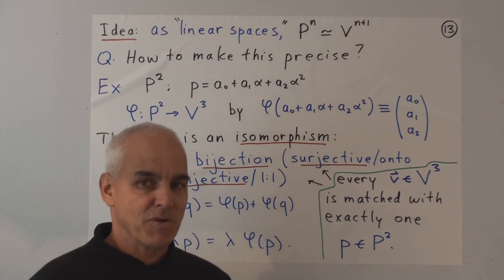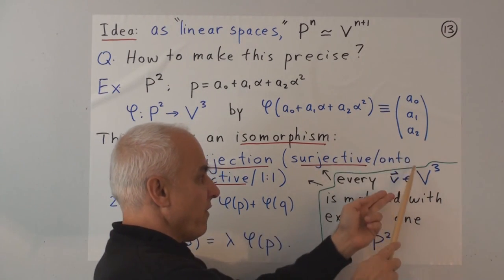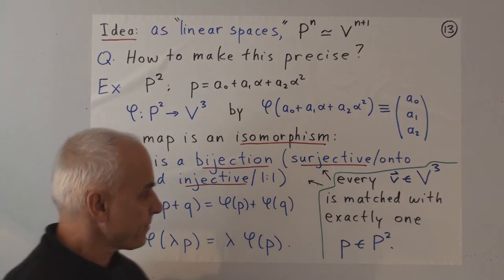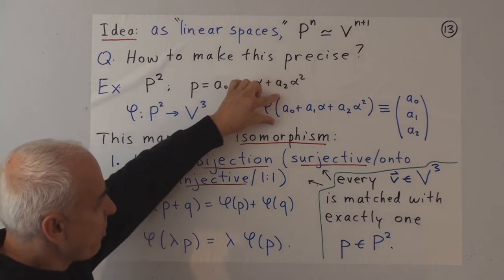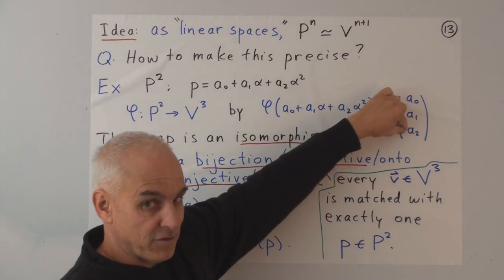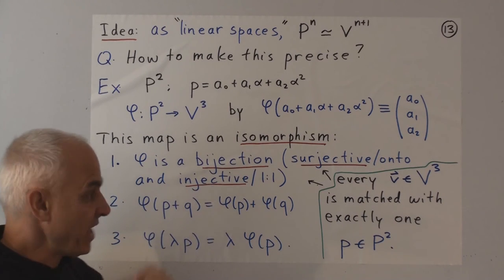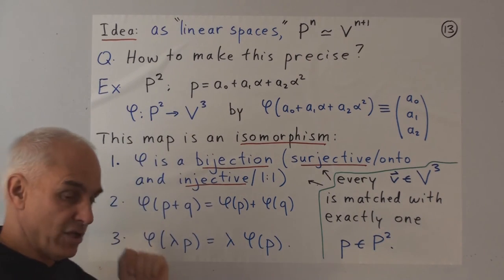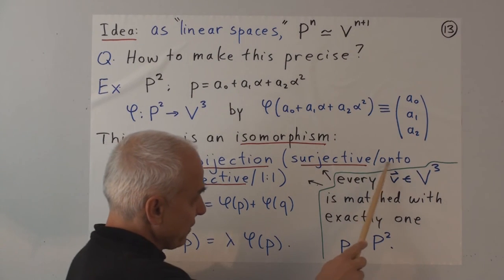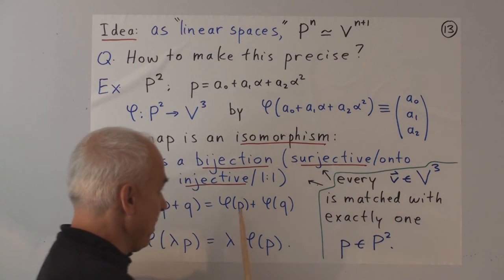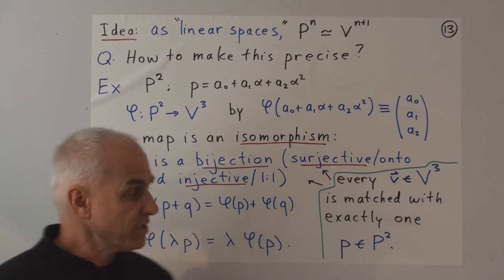In image kernel terms, it means that the image is all of V3. And injective means that no 2 polynomials go to the same vector. In our former terminology, that means that the kernel over here is just 0. Alternative notations for surjective are onto, that means the same, and injective or one-to-one, these are also equivalent terminologies.